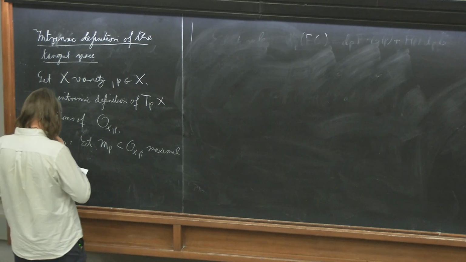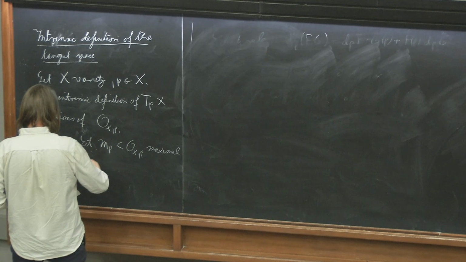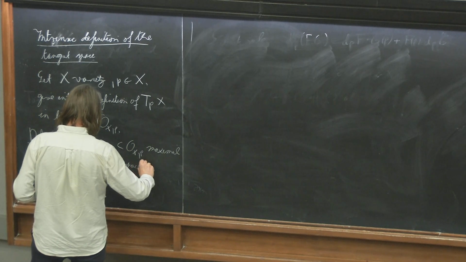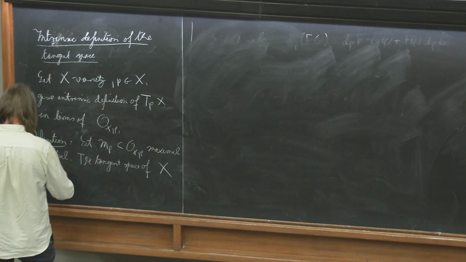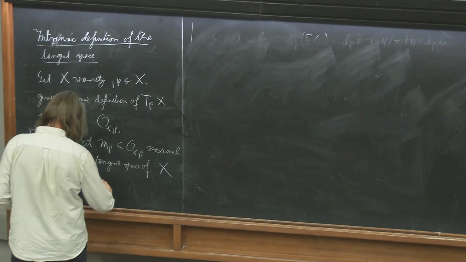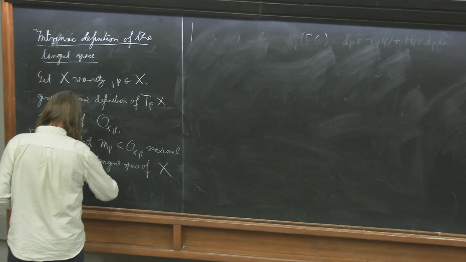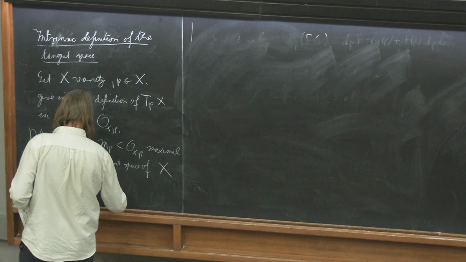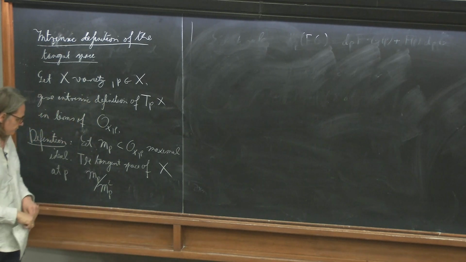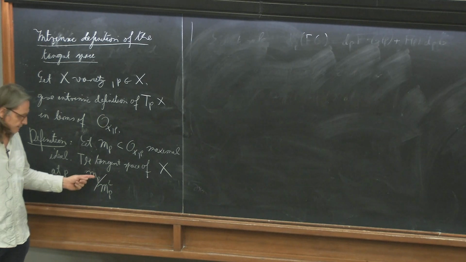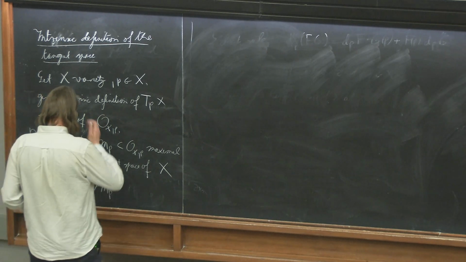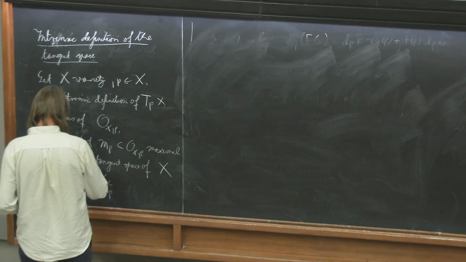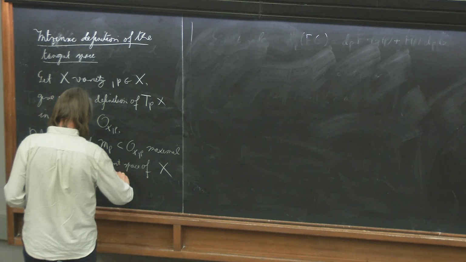Then the tangent space of X at P is: you take the maximal ideal divided by the maximal ideal squared, so the ideal generated by all products of two elements in the maximal ideal. This is also a vector space, and now we take the dual vector space.